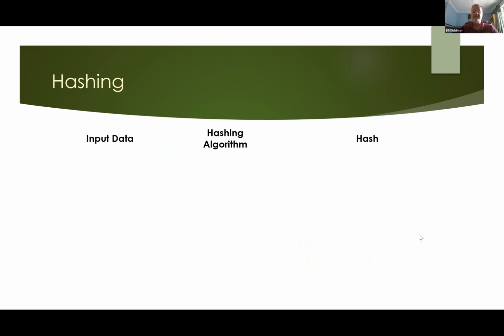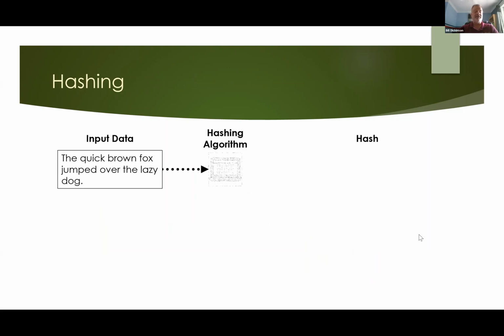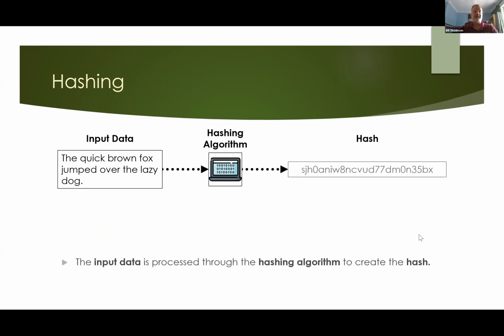A hash function is used to map some arbitrary sized set of data to a fixed size string that we call a hash. We can take any type of data, any block of data to begin with, as our input. We can put it into a hashing algorithm, which then translates that into a hash.